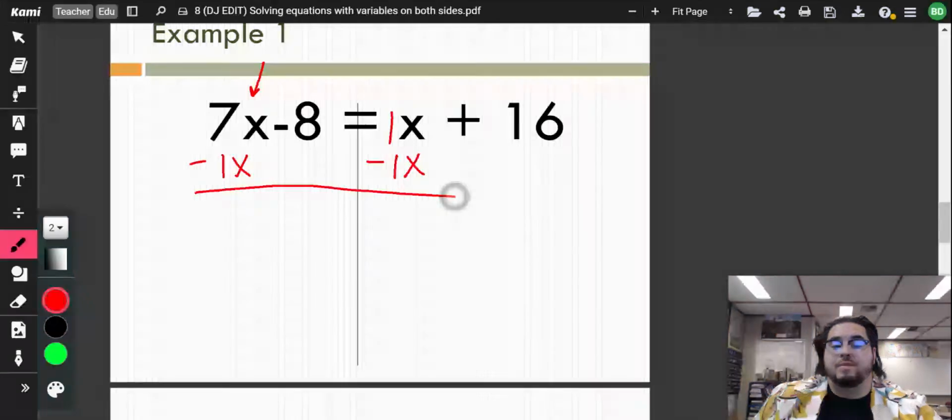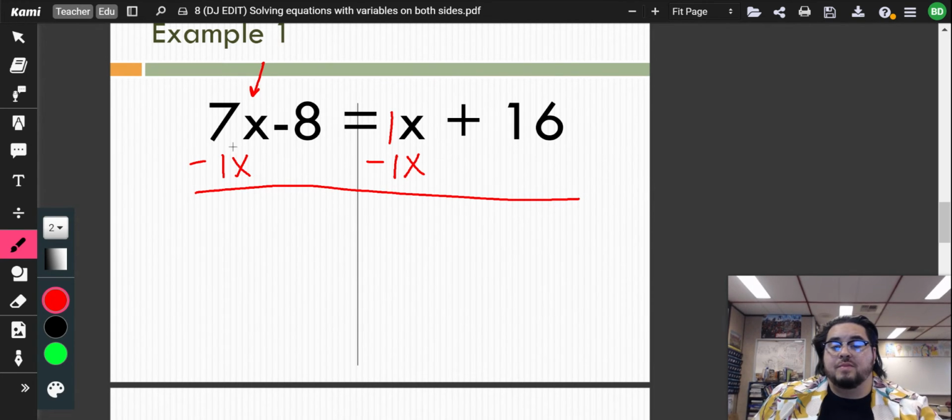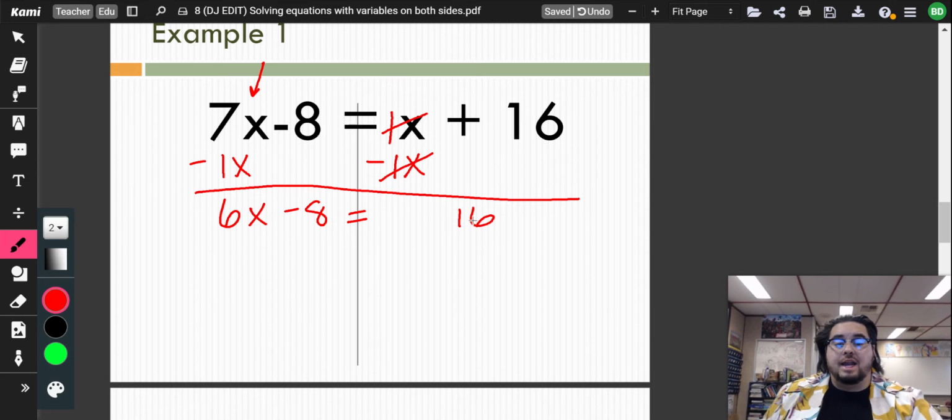When I do that, I'm going to create a separation of my steps. 7 take away 1 leaves us with 6x. The minus 8 comes down. The 1x and the negative 1x cancel out, and 16 is left over. And now we have exactly what we started with in class last time. We have two-step equations.